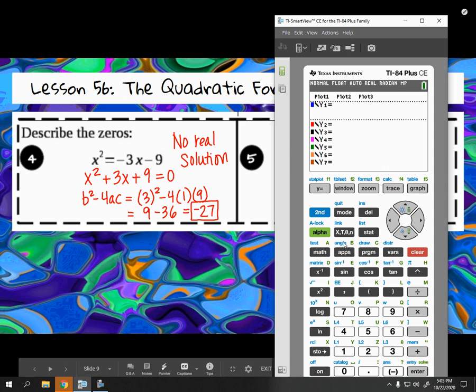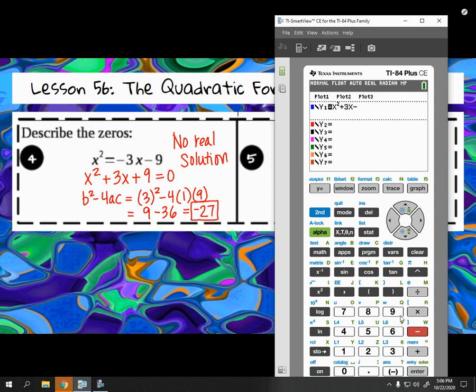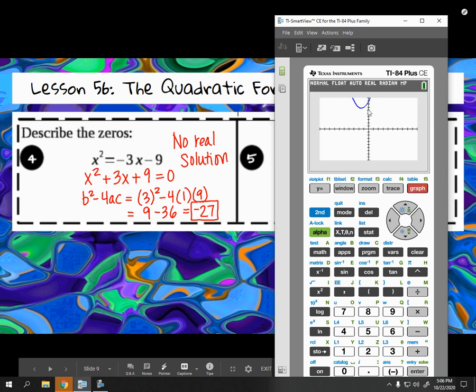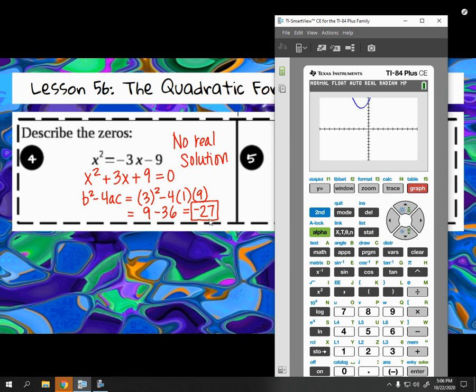X squared plus 3x minus 9. Nope, it's not minus 9, plus 9. All right, graph it. Look, no real solution. So that one number told us that there weren't going to be any x-intercepts. And so if we get really good at this number, you don't need to go back and double check in the calculator unless you really don't feel confident about it.